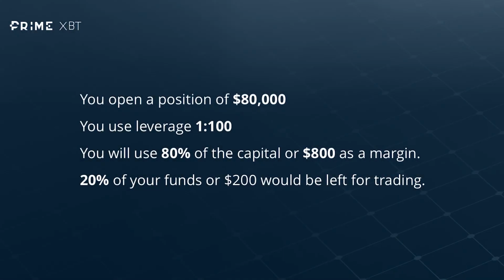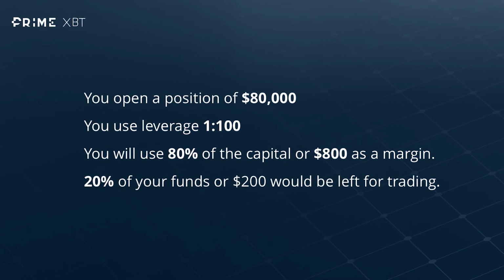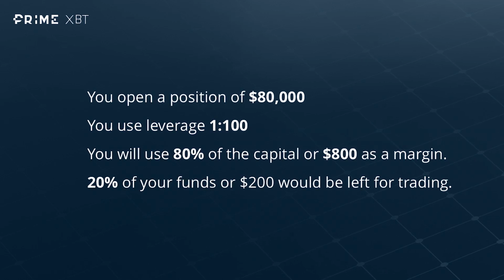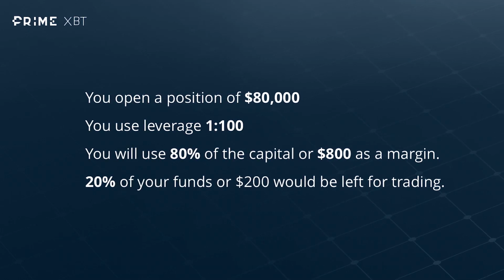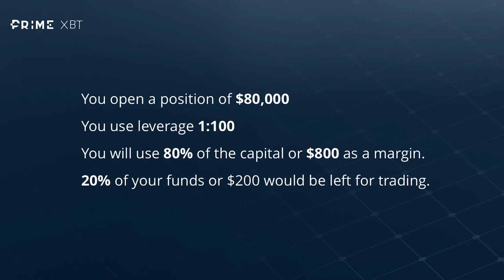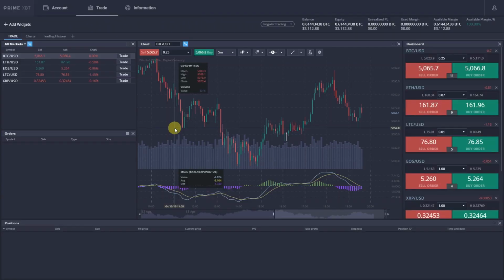If you open a position of $80,000, you will then use 80% of the capital, or $800, as margin. At the same time, you will have 20% of available funds left, or $200. You can also open a much smaller position and utilize only a small portion of total available trading power. This is how traders can control their margin levels.